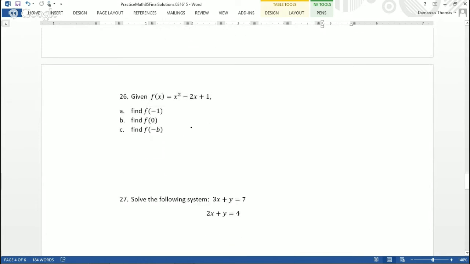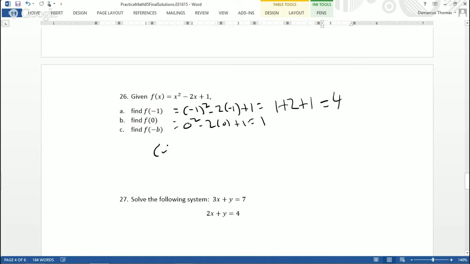26. Find f of negative 1. Plug negative 1 in for the x. So we get 1 plus 2 plus 1. 0 squared minus 2 times 0 plus 1. And then f of negative b, well, that's just b squared plus 2b plus 1.